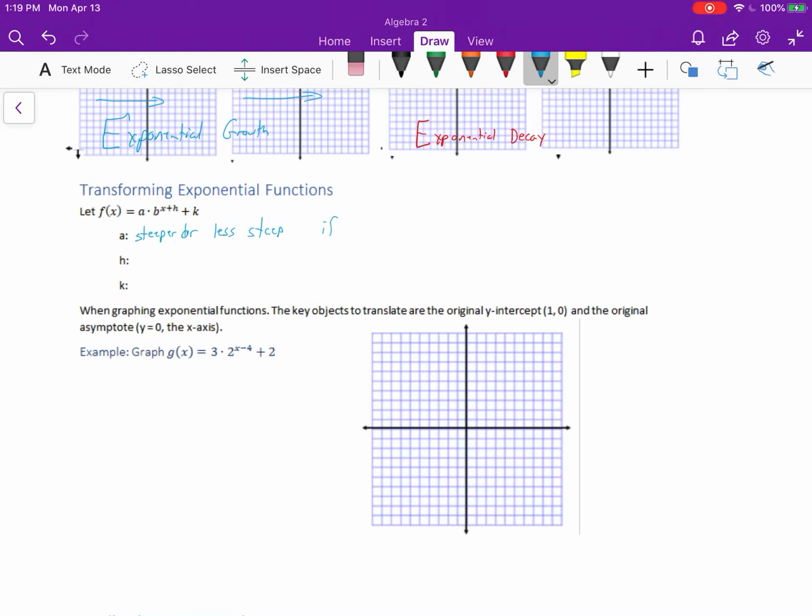Steeper if it's greater than 1. Also with A, if A is negative, it's flipped vertically.